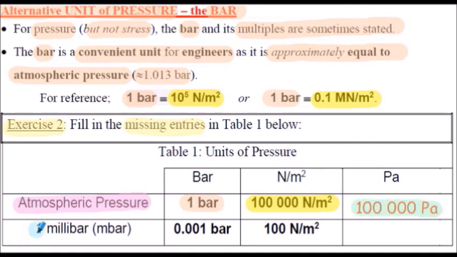And 1 millibar is 0.001 bar. And of course, remember that milli is 10 to the negative 3. So 1 millibar is equivalent to 100 newtons per meter squared, or 100 pascals.